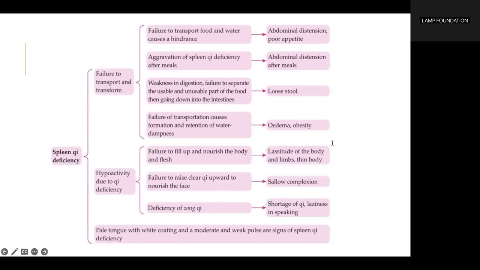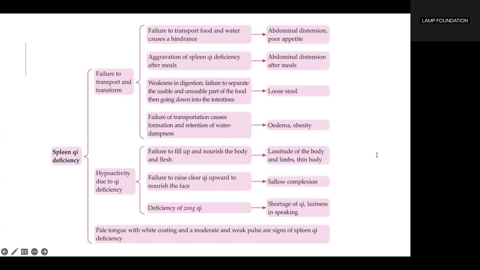This pattern is usually caused by irregular diet, overstrain, fatigue, damage from overthinking and overworrying impairing the spleen, hereditary weakness, deficiency with old age, or improper nursing care in severe diseases.